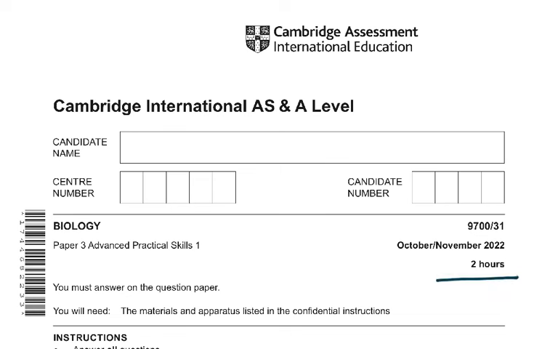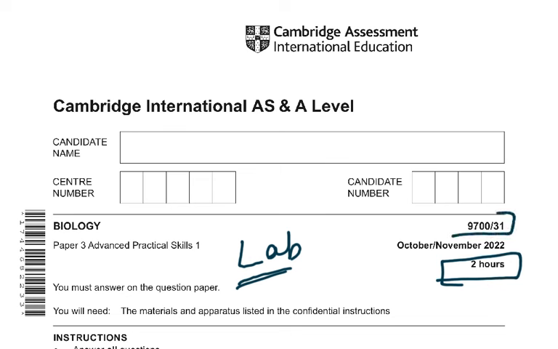Now as you can see, this paper is for 2 hours and this will be done in the lab, and you will have to go to the laboratory and do this. Of course we will get instructions before the exam for the supervisors in the lab to arrange for all the apparatus which has to be present for the exam.